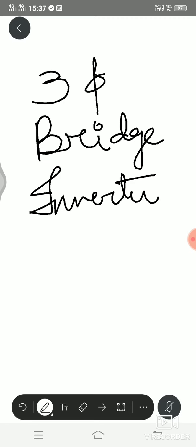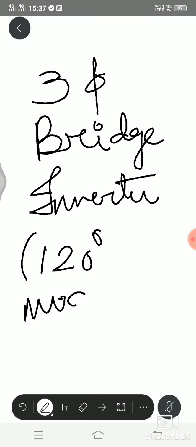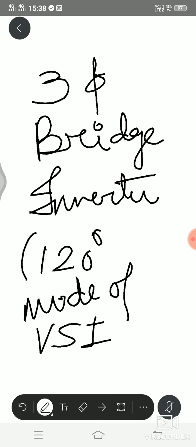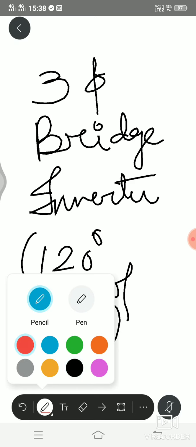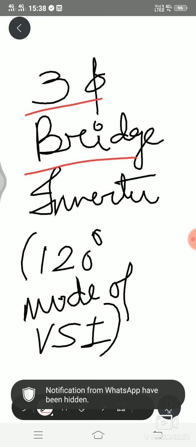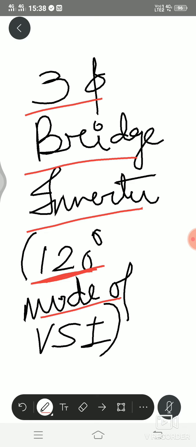First type we have completed in our last class. So second type, that is 120-degree mode of VSI. VSI stands for voltage source inverter. So today's topic is three-phase bridge inverter, and we are discussing right now 120-degree mode of VSI. VSI full form is voltage source inverter.